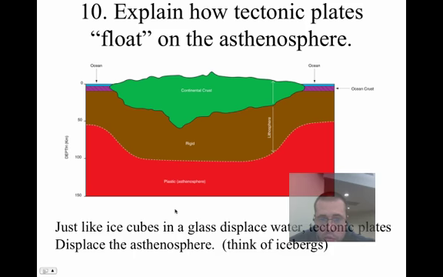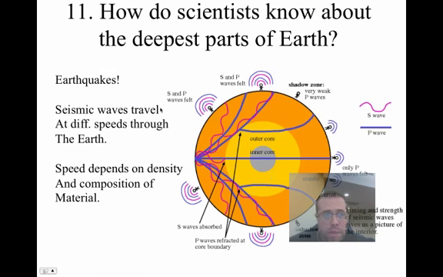Okay, remember they're moving because of these convection currents that would be happening down here. Right? These convection cells of warm rock rising and cool rock falling. We'll get to that a little bit later as well.